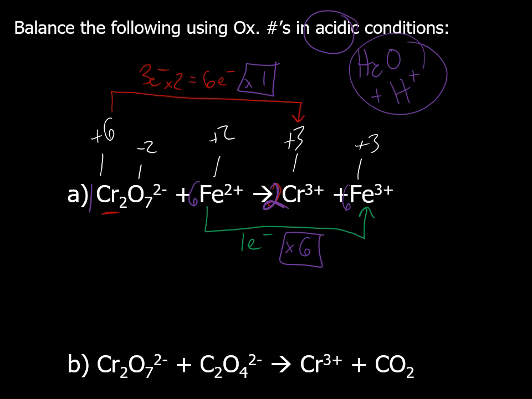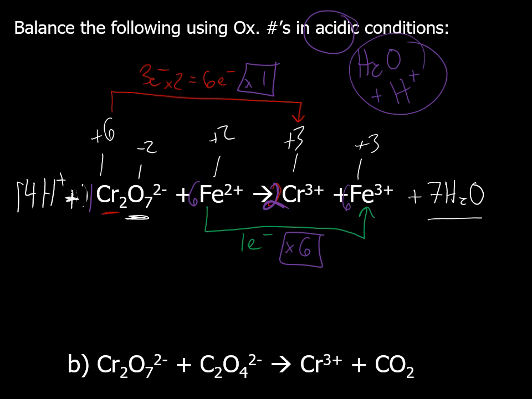What I then want to do is add in some water, because there's 7 oxygens on the left-hand side. So I'm going to add in 7 waters on the right-hand side in order to get those oxygens to balance. So now my oxygens are good. But the problem is when I add these 7 waters, they contain 14 hydrogens. So I'm going to have to add in 14 hydrogen ions to the left-hand side.